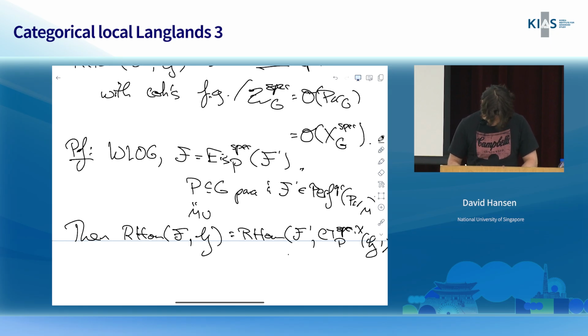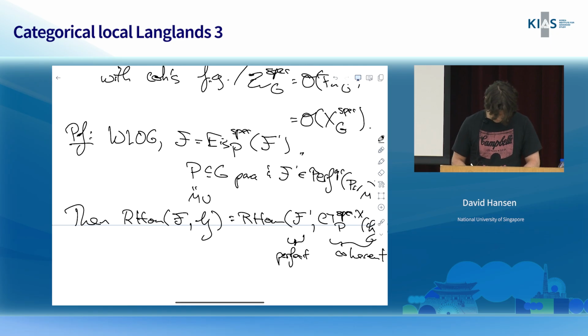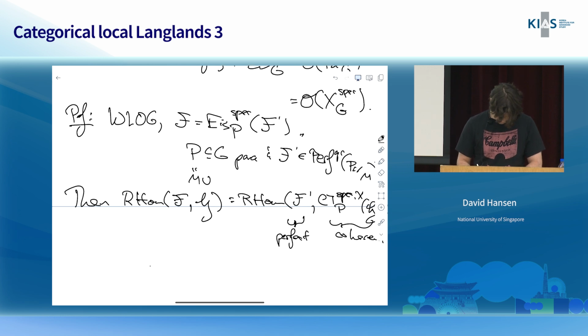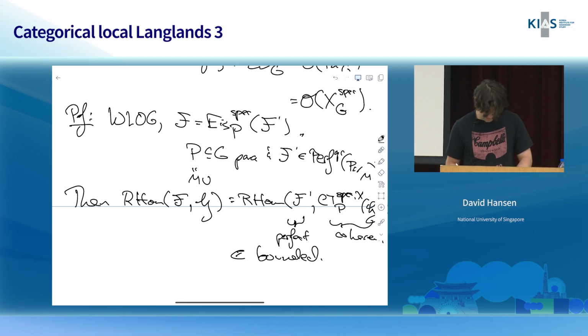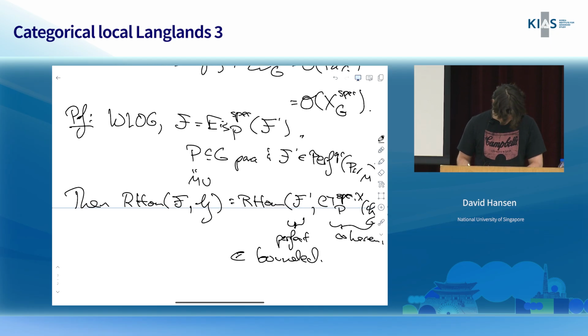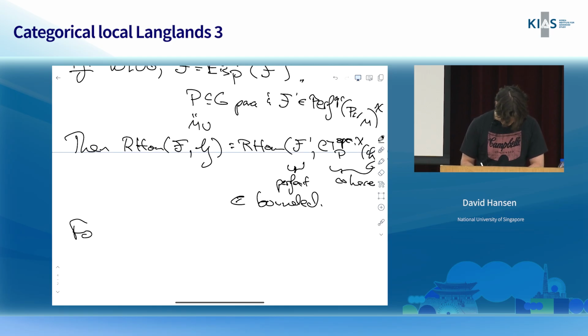And then what do you know? So this is perfect. And this is coherent. And if you take Hom from a perfect thing to a coherent thing, you get something bounded. Just always. Okay? And the other statements I'll sketch also because they're pleasant.